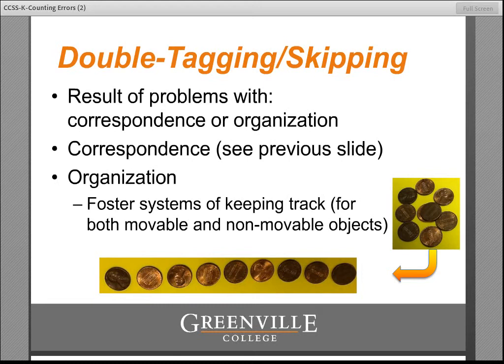Assuming children have grasped the principles of counting, these kinds of tagging problems are often the result of poor organization. So if you see them doing that and you're pretty sure they have the principles of counting, it's best to support them by helping them learn to plan as they count. How will I keep myself organized? How will I know what I've already counted? How will I know what I still need to count? And being able to verbalize the strategies they're using for how they keep track.